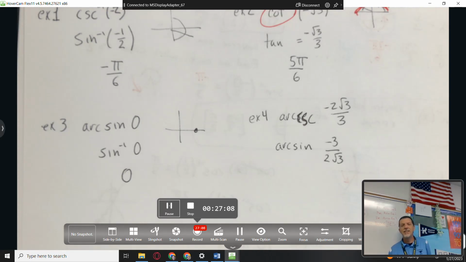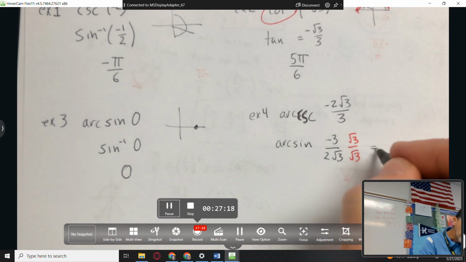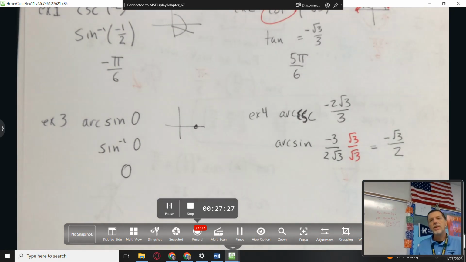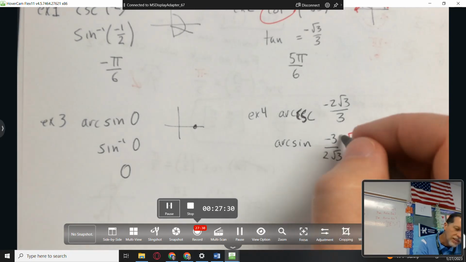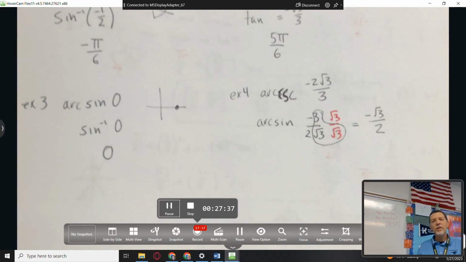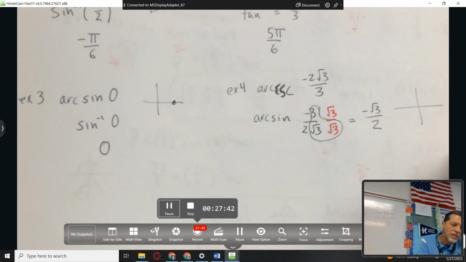But it kind of is. If you fix the square root of 3 thing, you end up with negative root 3 over 2, because this is what cancels. So where is the sine equal to negative? That would be down. Can't use the third quadrant, so it's got to be in the fourth quadrant.